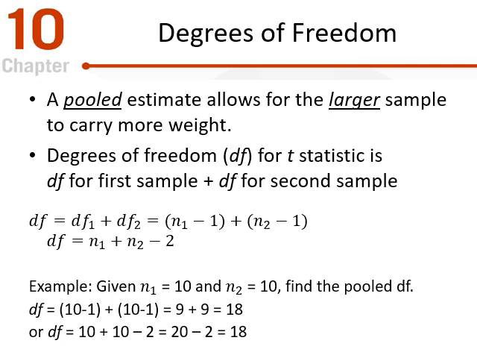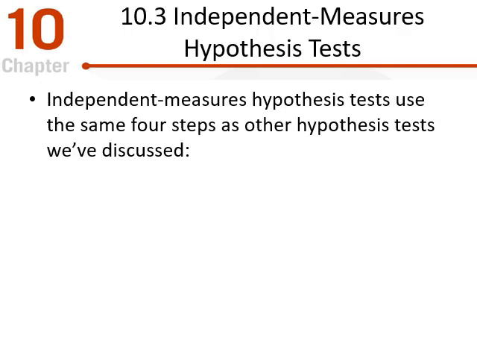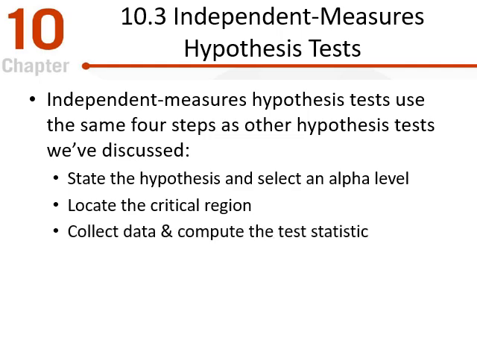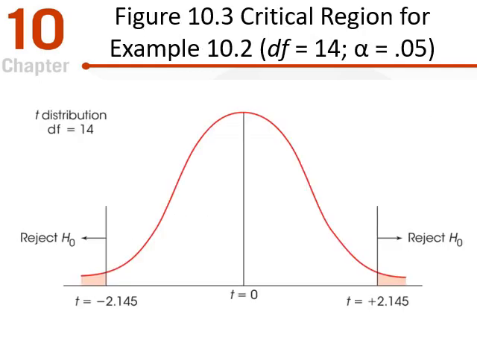Either way is fine. An independent measures hypothesis test uses the same 4 steps as the other hypothesis tests we've discussed. State the hypothesis and select an alpha level. Locate the critical region. Again, draw your picture. Collect the data and calculate the t-statistic. Make a decision.